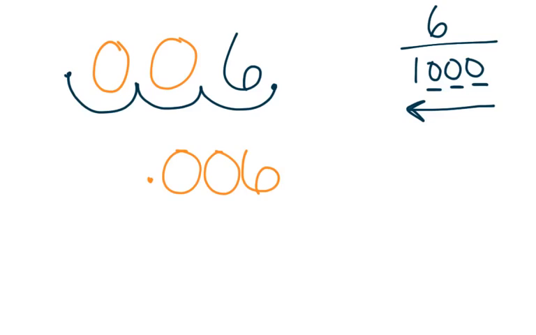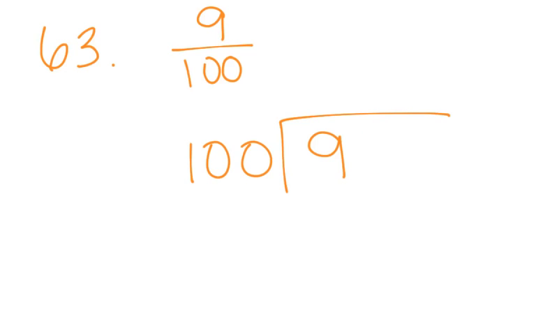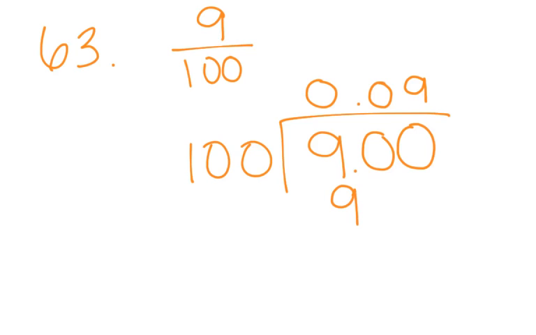All right, let's look at number 63. Number 63 says 9 divided by 100. Again, you can divide. Go ahead and put a decimal after every whole number and line it up. 100 cannot go into 0. Sorry, 100 goes into 9 0 times. 100 cannot go into 90. Add another 0. 100 can go into 900 9 times.